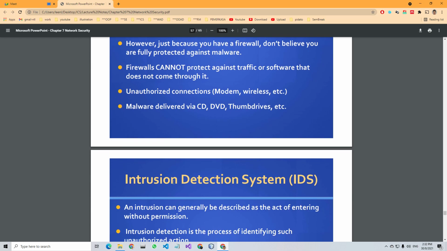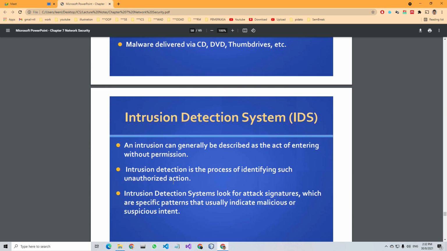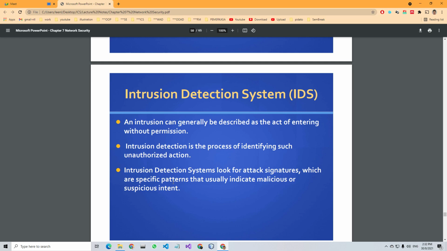Next, we look at IDS, Intrusion Detection System. Intrusion here means someone entering your network without your permission, unauthorized actions. So this intrusion detection system is a type of monitoring system. It monitors to detect suspicious activity and then generates alerts when they are detected.